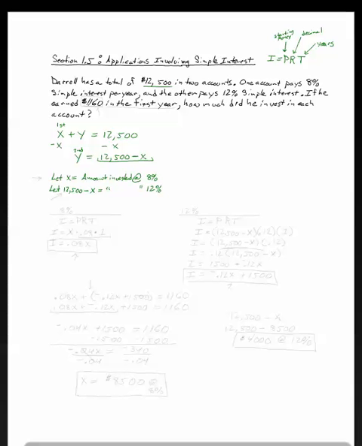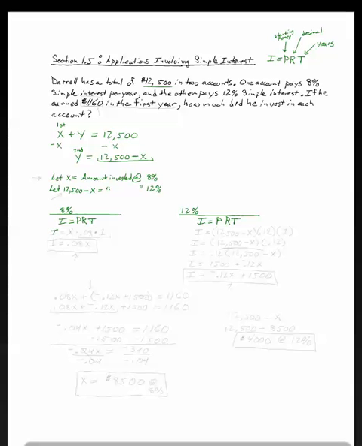So now what we want to do is figure out what the interest was on each of these accounts. So I'll make two columns. We'll say 8% and 12%. Now we're going to use the simple interest formula in both cases, so I'll just write it down. Interest equals principal times rate times time. And once again, interest equals principal times rate times time.